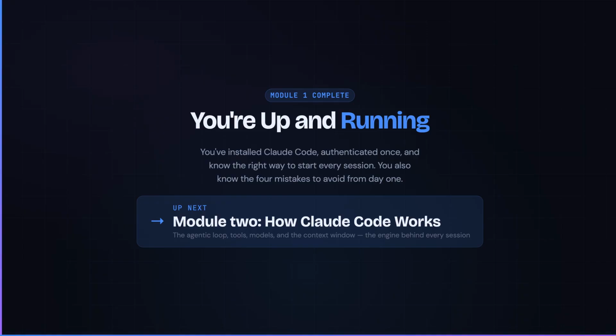That's Module 1. You know how to install Claude Code, authenticate once, and start every session the right way. You know the 4 mistakes that burn time, and how to avoid all of them. Up next is Module 2, how Claude Code works. We're going to open the hood and look at the agentic loop, the engine that drives every session. Understanding it changes how you give instructions and how you steer Claude when things go sideways. See you there.